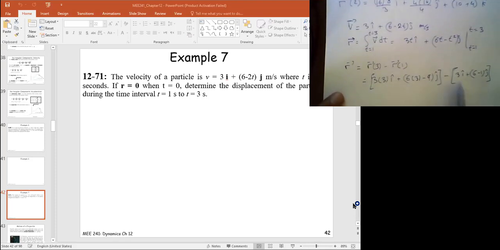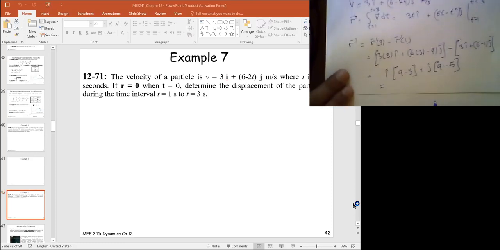So then you want to group the i terms and the j terms. So for i, 9 minus 3, right? Plus j: 6 times 3 is 18, minus 9 is 9, minus (6 minus 1), which is 5, so 9 minus 5. So it's going to be equal to how much? For i, 9 minus 3 is 6. So 6i plus 4j, okay? So this is kind of your delta r. This is the displacement that has been done. So this is delta r, right?